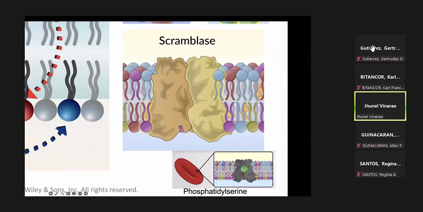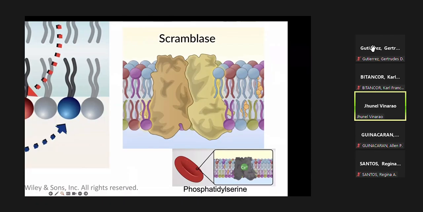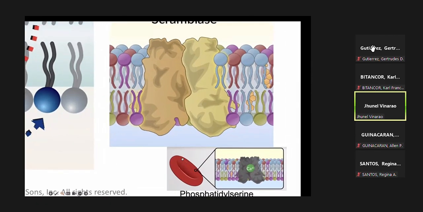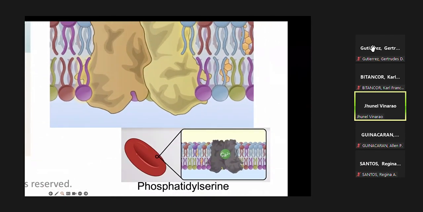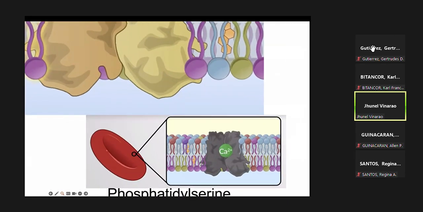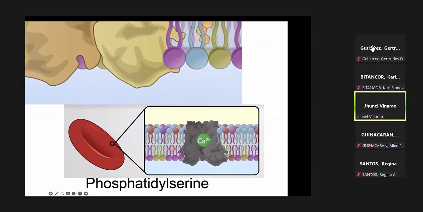But when you increase the calcium, what happens when calcium is high is that scramblase becomes active. Okay? Scramblase becomes active wherein the phosphatidylserine, okay? So what it does is from the cytosolic monolayer, the phosphatidylserine there, it transfers to the non-cytosolic monolayer here at the top.